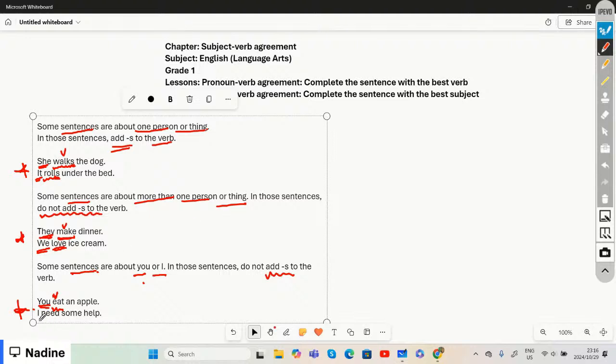And then the last one, I. If I make reference to myself, then I say I need. Need is our verb. I needs help? No. I only need help, without the s.